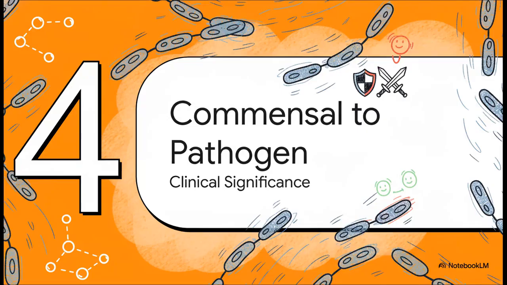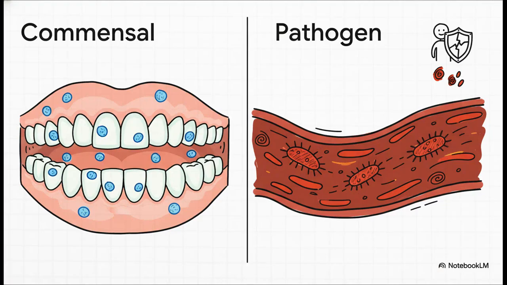Okay, so now that we've wrestled it into submission in the lab, let's talk about its impact on the patient. Section 4. From commensal to pathogen, exploring its clinical significance. Leptotrichia buccalis really lives a double life. Most of the time, it's a completely harmless commensal, just a normal resident of our mouth and GI tracts.